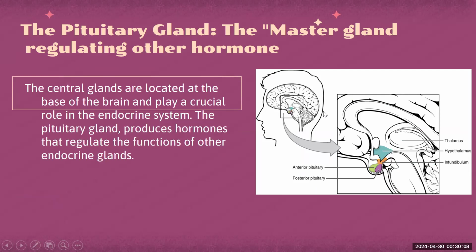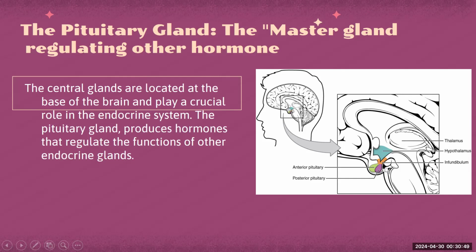The pituitary gland is considered the master gland. Why do we consider it the master gland? Because it's located in a very sensitive part of our body, at the base of the brain, and it plays a crucial role in the endocrine system. The pituitary gland produces hormones that regulate the function of other endocrine glands. But the pituitary gland works under the supervision of the hypothalamus and thalamus.